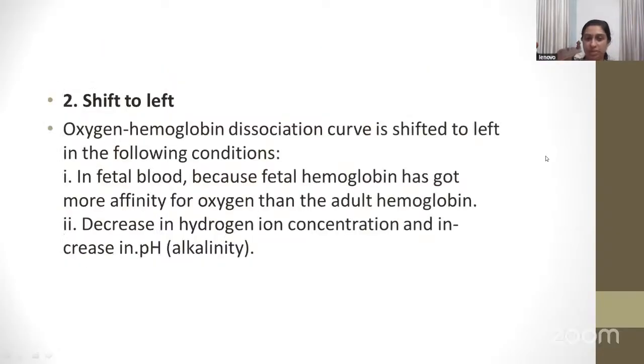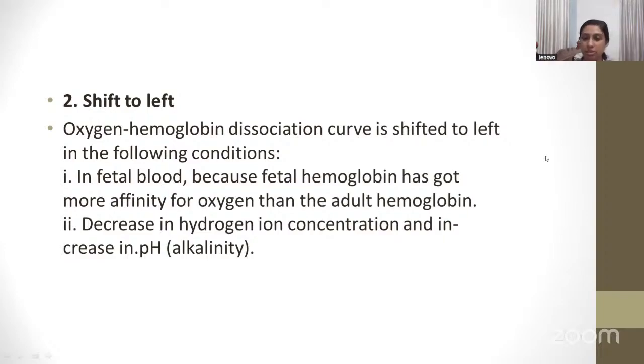Next is shift to left. That means the affinity of hemoglobin to oxygen is more. In fetal blood, we know that fetal hemoglobin has more affinity to oxygen in order to survive. It has to absorb more oxygen from the maternal blood, and hence fetal hemoglobin has more affinity towards oxygen when compared to adult hemoglobin.